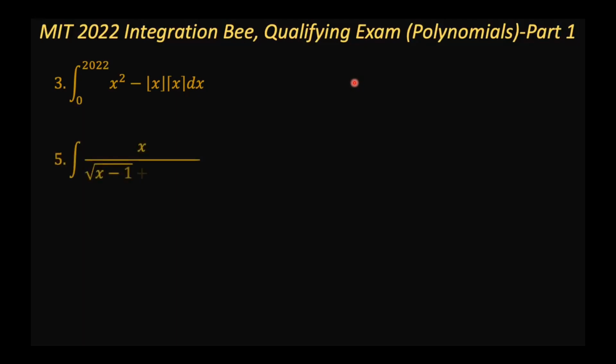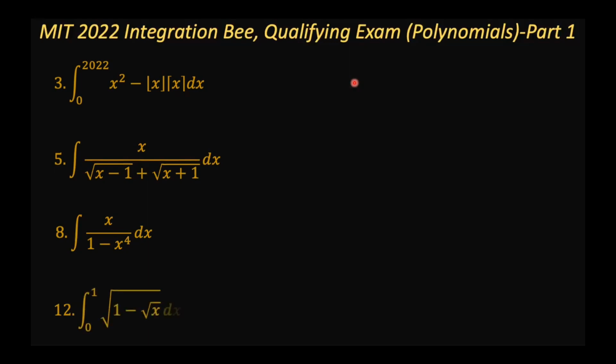Next is problem number 5, which is the integration of x over the square root of x minus 1 plus the square root of x plus 1. This is an indefinite integral, so no limits. Problem number 8 is the integration of x over 1 minus x to the power 4. This is also an indefinite integral. And the last problem that we'll look at today is the integration of the square root of 1 minus the square root of x, from x equals 0 to x equals 1.